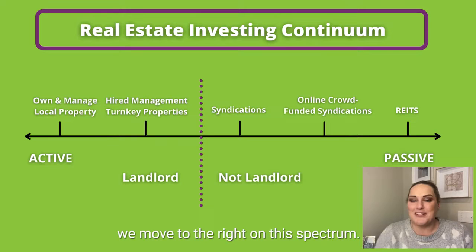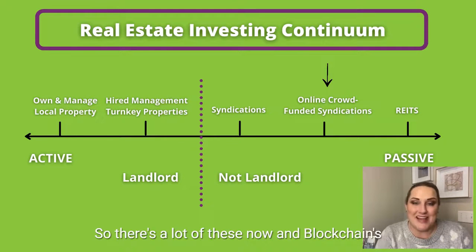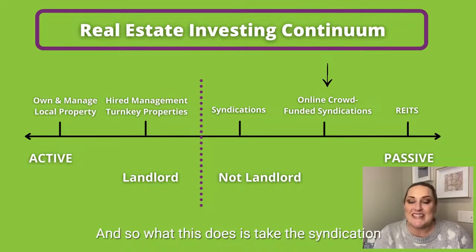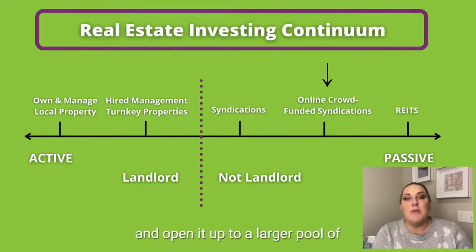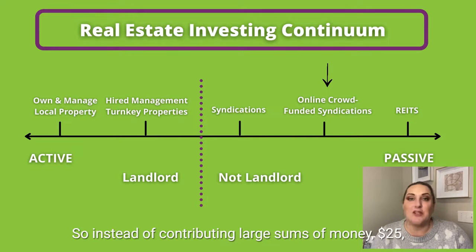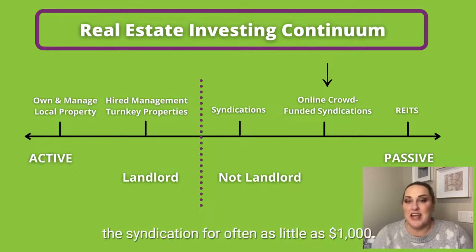As we move to the right on this spectrum, you see we come up with online crowd-funded syndications. So there's a lot of these now, and blockchain's made this possible, and so has some internet capabilities. What this does is take the syndication and open it up to a larger pool of investors, often with smaller stakes in the game. So instead of contributing large sums of money, you know, 25, 50, 100,000 and up, these are people getting into the syndication for often as little as $1,000.